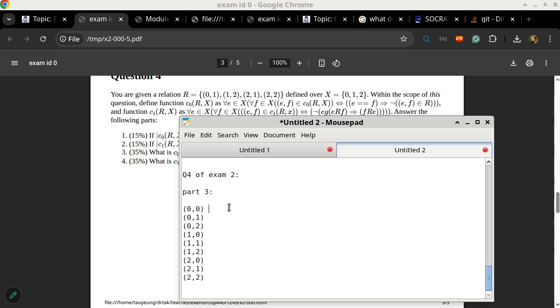All right. So when E is 0 and F is also 0, the question is, is the if and only if applied? Is this side true? E and F are the same. So on the left-hand side we have true, and then the other one is EF is in R. 0,0 is not in R, so that makes the negation of EF in R also true. So that means this is a member of C0. And then we look at 0,1 and we ask, is that also a member of C0? E and F are different, so we know this is a member because E equals F is false.